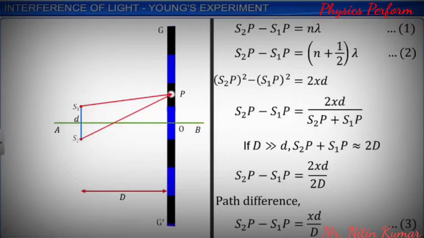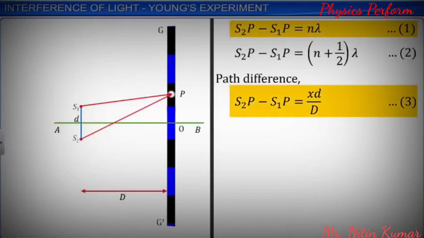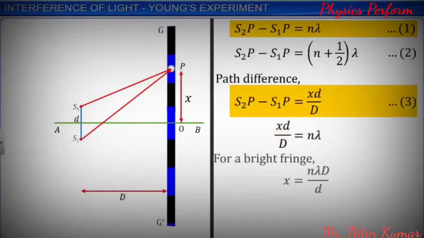From equations 1 and 3, the condition for point P to correspond to a bright band is xd/D = nλ, or x = nλD/d. Let this be equation 4.